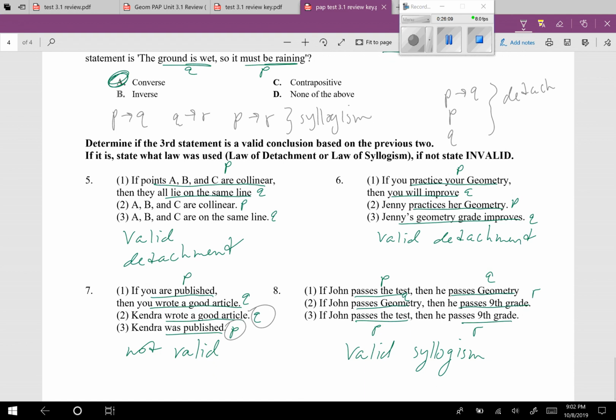Last one, if John passes the test, then he passes geometry. If John passes geometry, then he passes the 9th grade. If he passes the test, then he passes the 9th grade. So again, if you follow it, it goes P then Q, Q then R, and then P then R, which follows the exact order for syllogism. So it is valid by the law of syllogism.